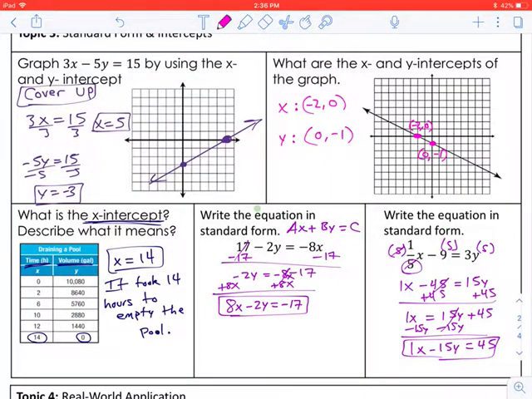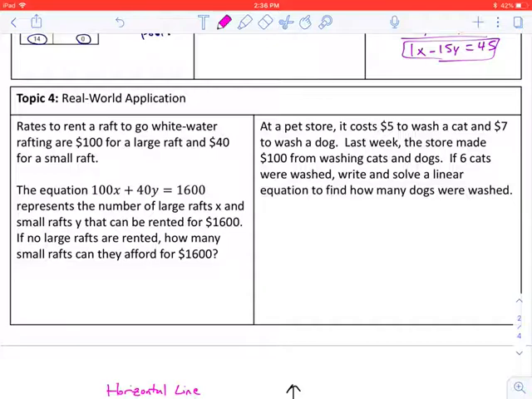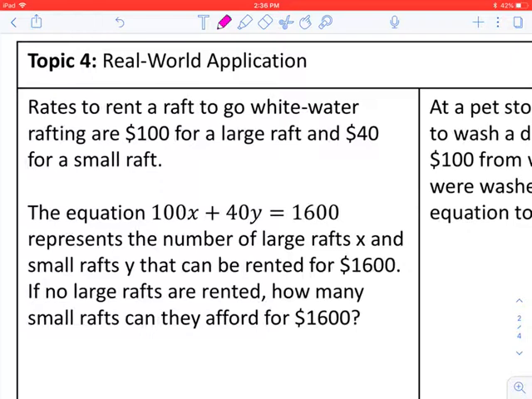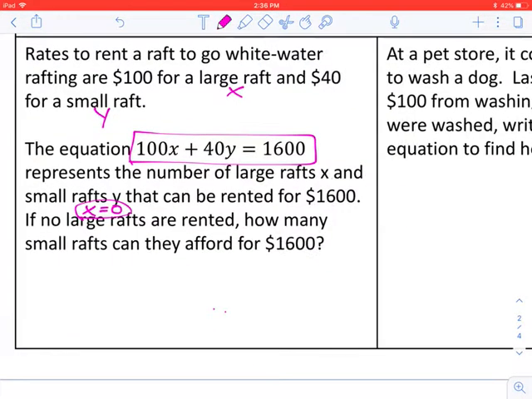So our last part is standard form again, but with real-world applications. The first one here says rates to rent a raft to go whitewater rafting are $100 for a large raft, $40 for a small raft. So I've got large raft is x, small raft is y, and they actually give us the equation. The equation represents the number of large rafts x and small rafts y that can be rented for $1,600. If no large rafts are rented, so no large rafts means x equals 0, how many small rafts can be afforded?